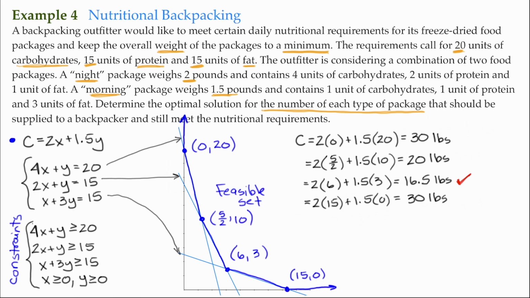So determine the optimal solution for the number of each type of package that should be supplied to a backpacker and still meet the nutritional requirements. So the outfitter should supply a backpacker with 6 of the night packages and 3 of the morning packages. By doing that, the backpacker will get the required nutritional output, but yet keep the weight of the food packages to a minimum. And there we go.